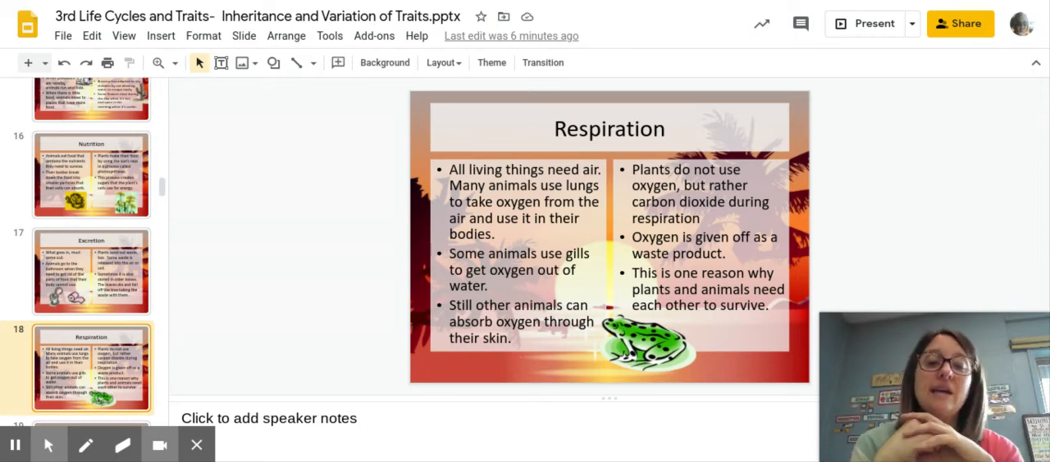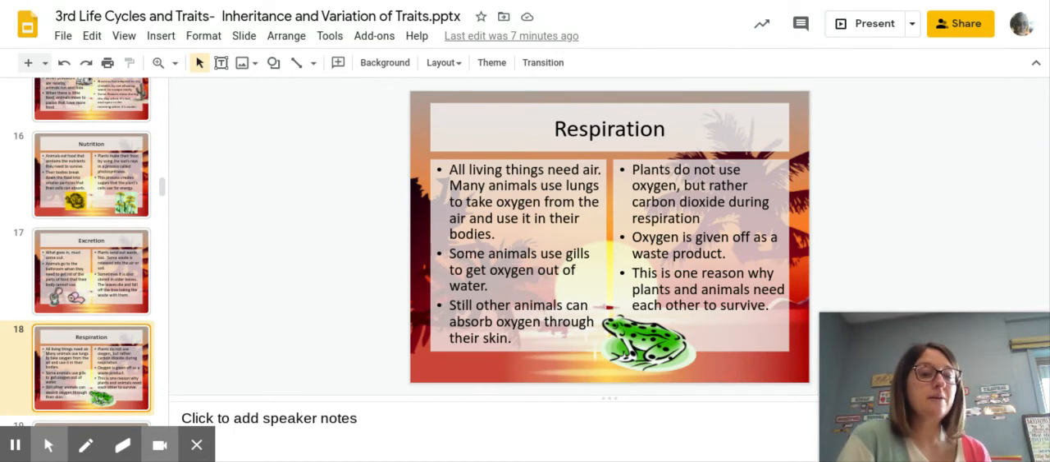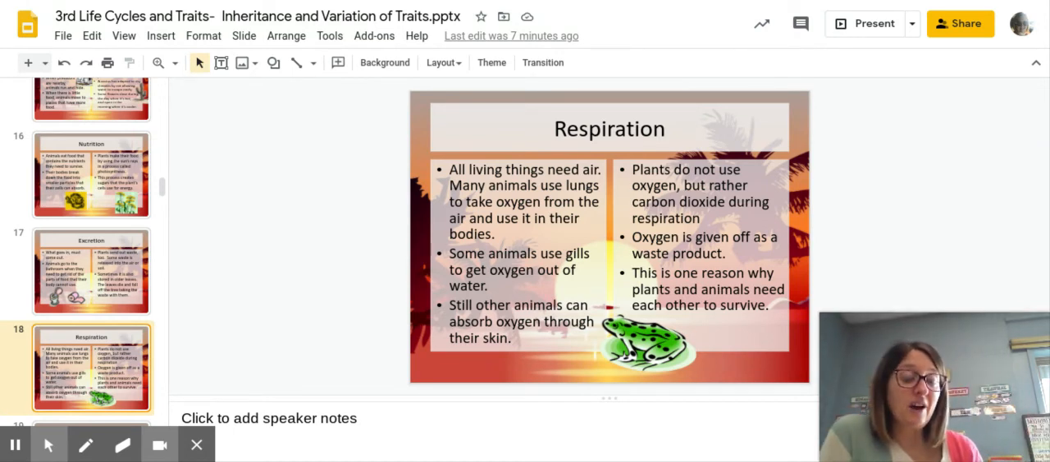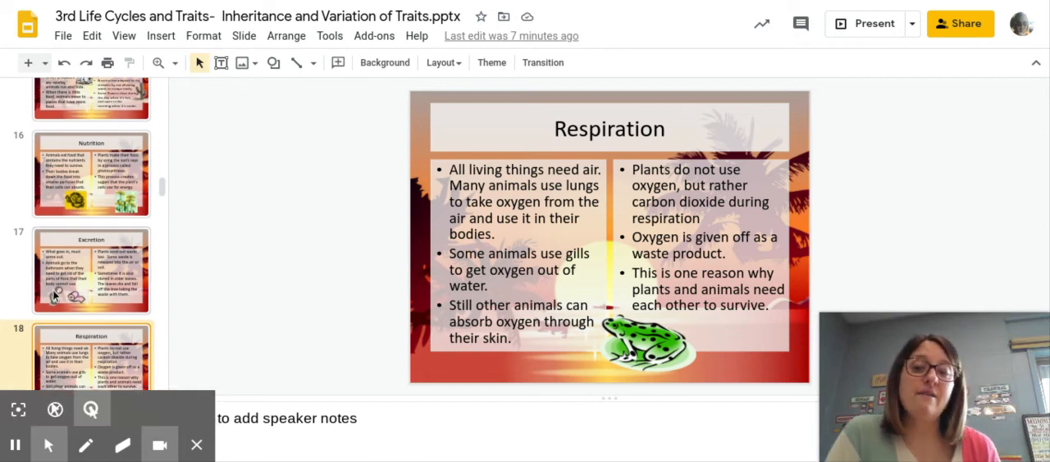Now, plants, they don't need oxygen, actually. They need the opposite. They need carbon dioxide in order to breathe. So what happens is they take in all the yuckies that we breathe out. So we breathe out all this carbon dioxide that our bodies can't use. And plants breathe that in. They take that carbon dioxide in, and then they give off the oxygen that you and I need. So you can see why plants and animals, we need each other to survive.